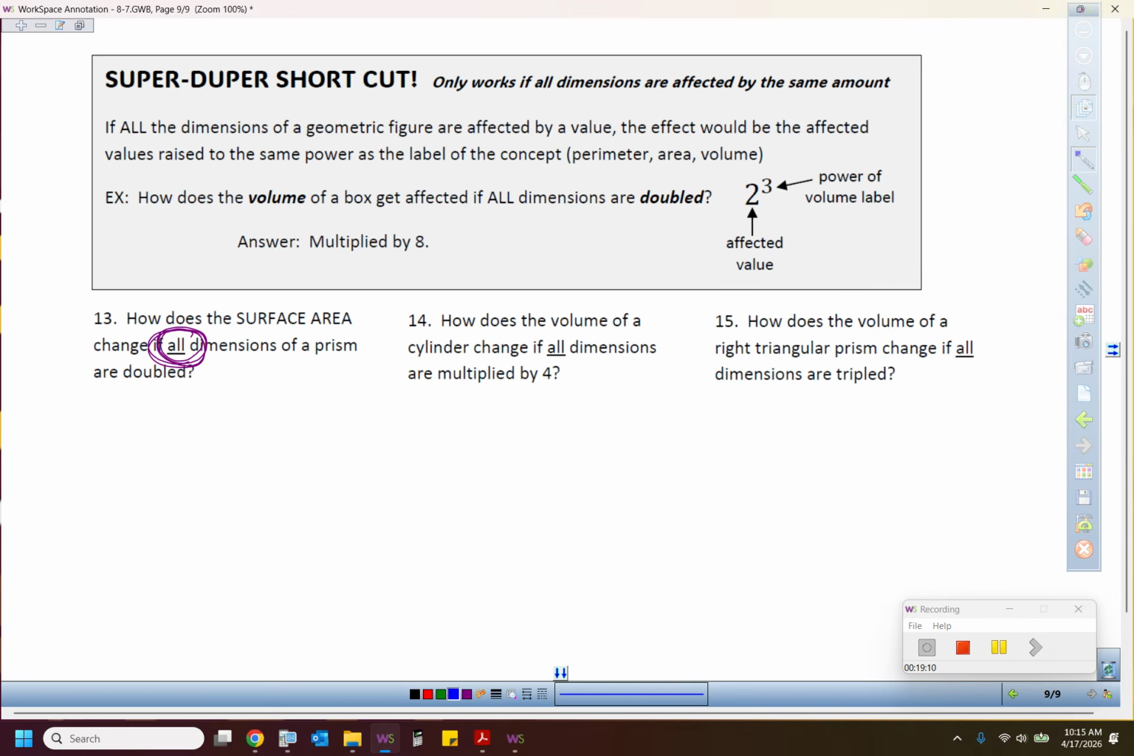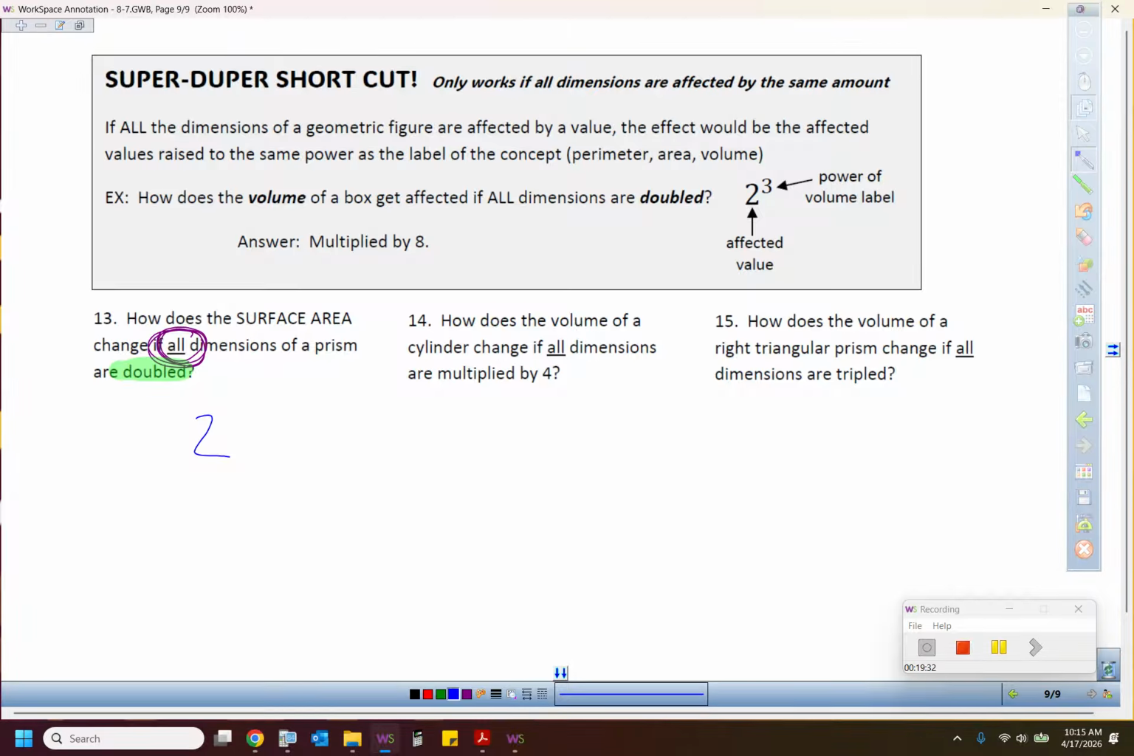Here's the cool thing. You don't even need formulas now, because the magic word, I want you to say it, is all. What was the magic word? Here's the super duper shortcut. Talk to me about the affected number. What are they doing? It's doubled in here, right? That number would be 2. Doubled, yes, means 2. Are we cool with that? So they are doubling all dimensions. That's what I call the affected value.